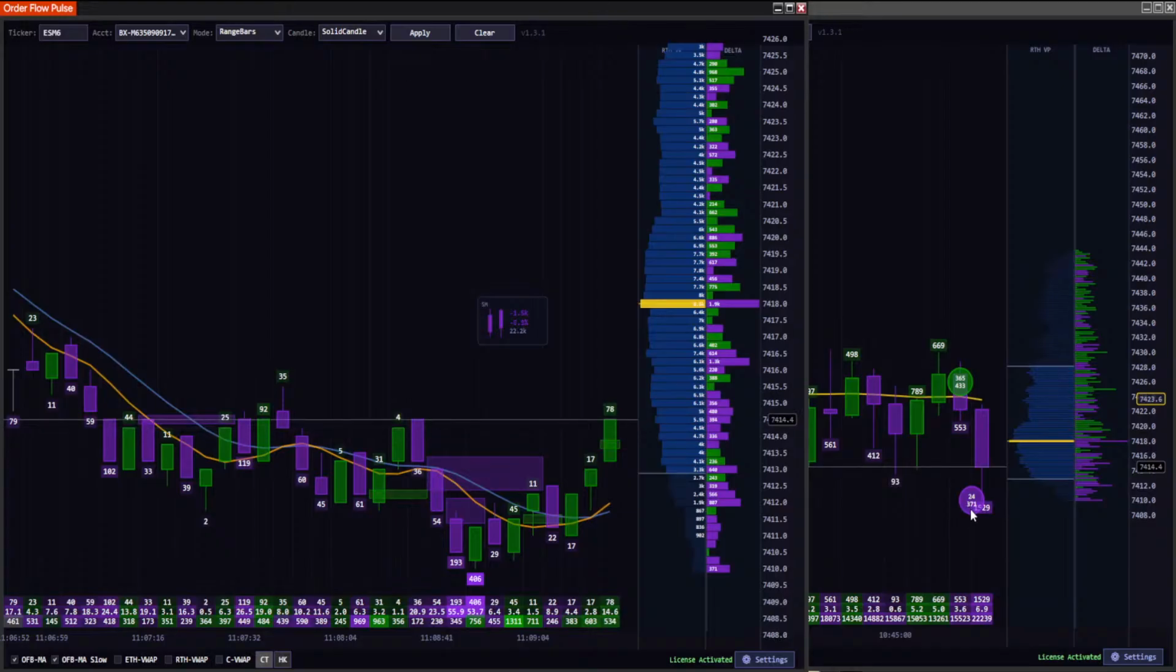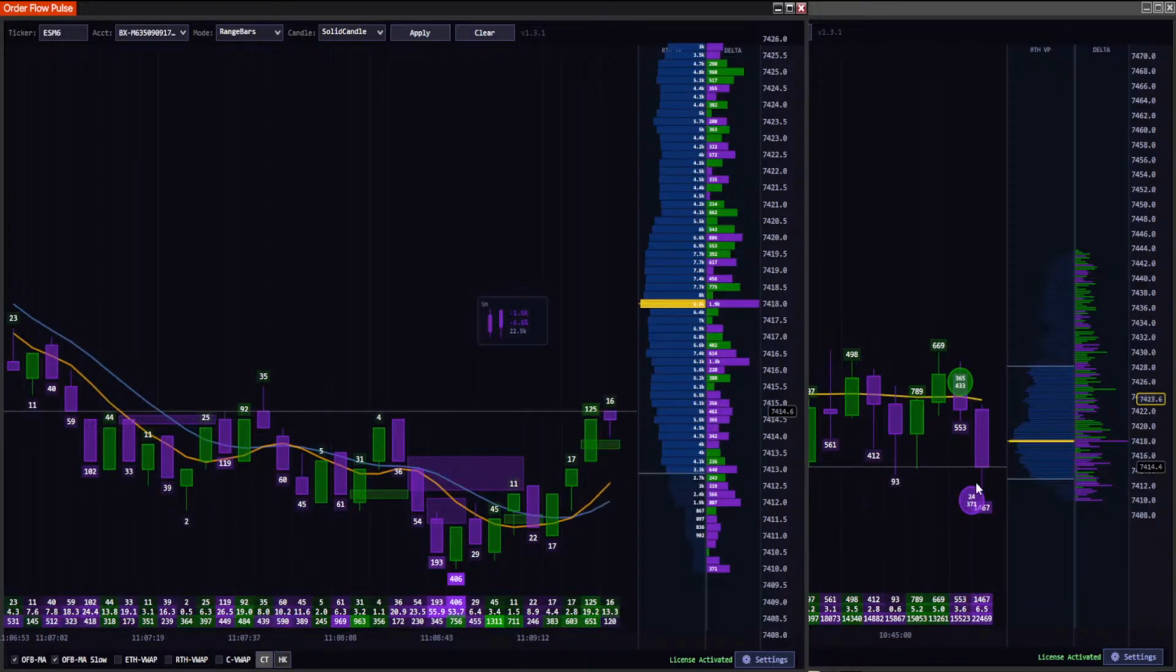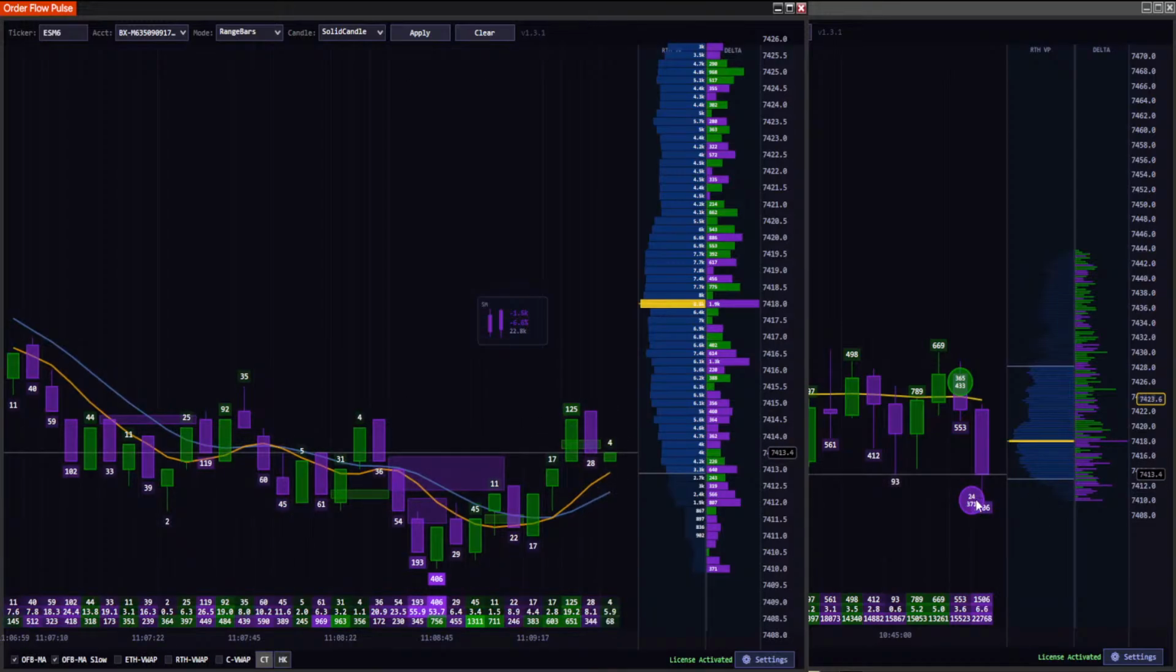You got 371 aggregated volume, and they just got absorbed. Them sellers just got absorbed. If they do not push this thing back down below the 74.10, this 371 aggregated volume is getting absorbed. Okay, I don't need a friggin' heat map to tell me that.